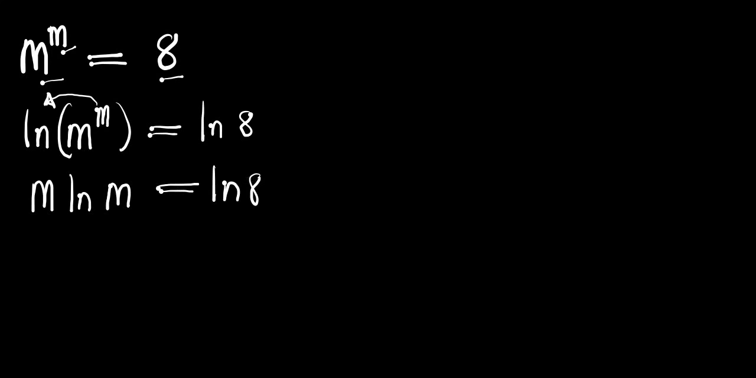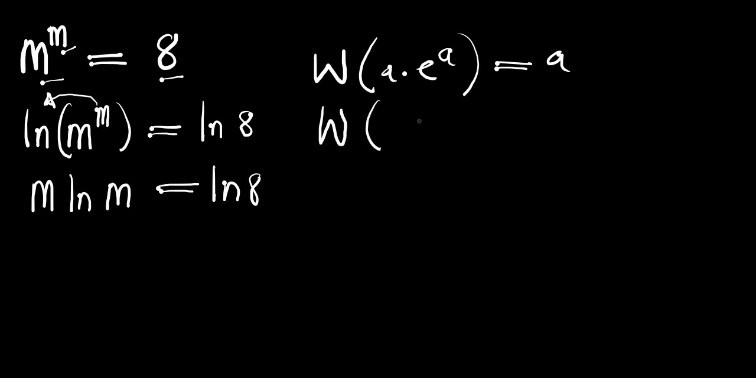Now, at this point, there is a special function that we need to introduce, and that is the Lambert W function. If you have a Lambert W function of a times e raised to the power of a, this equals a. As well, if you have a Lambert W function of a fish times e raised to the power of a fish, this will give you a fish. Quite funny, right? But that is just it.